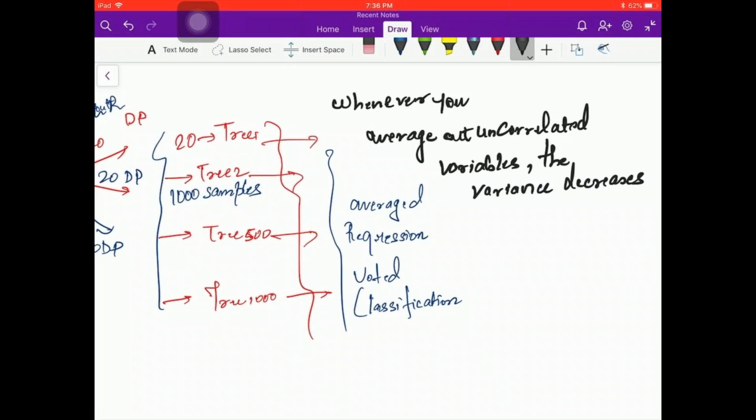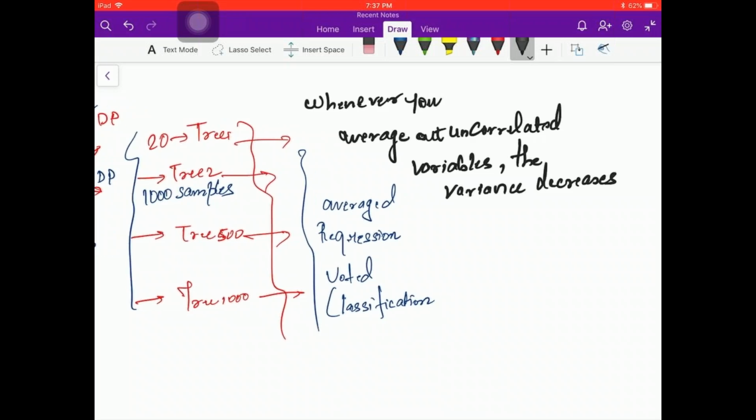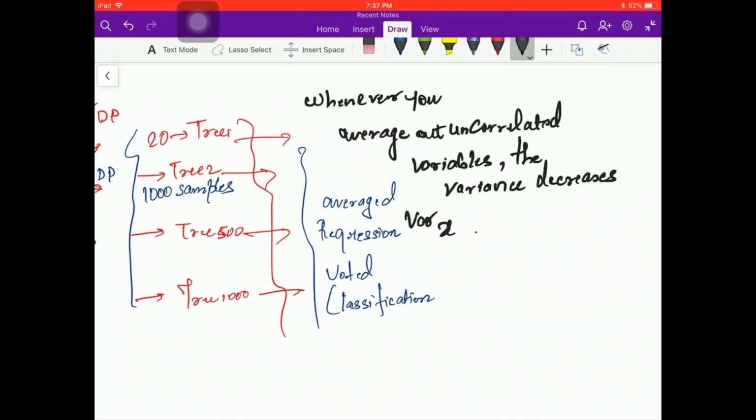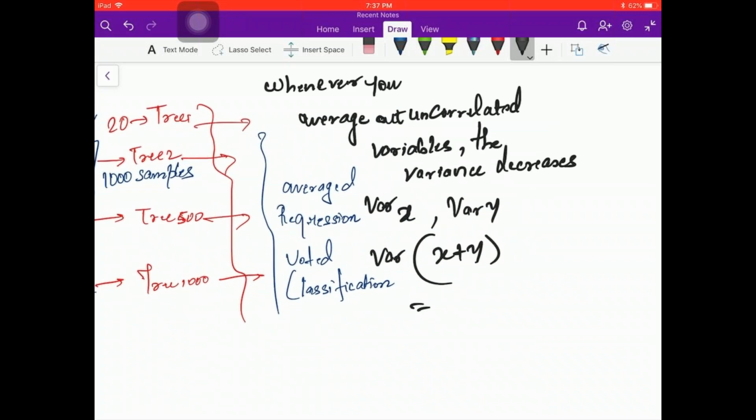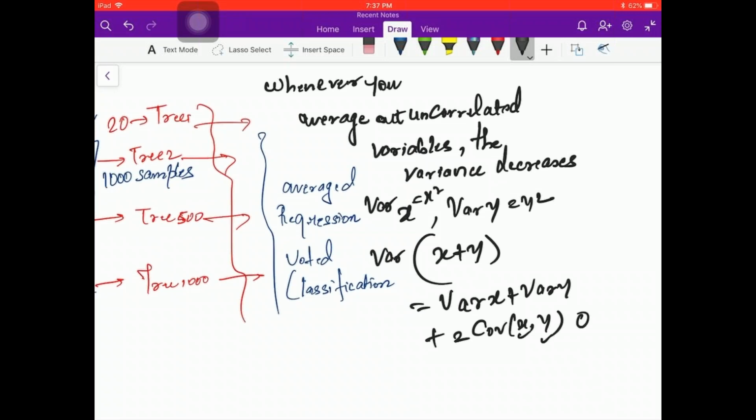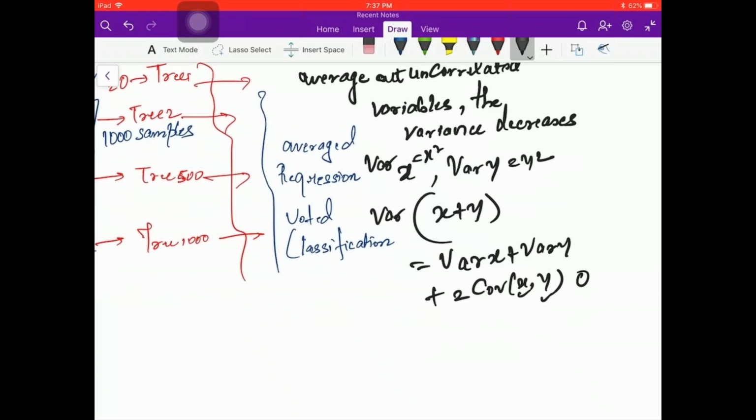So don't go into depth, because it's a statistical concept, or if you want, I can show you how to derive this formula. I'll tell you only. Let's say variance of x and variance of y. If you take the sum, variance of x plus y is variance of x plus variance of y plus 2 into covariance of x and y. Now if x and y are uncorrelated, this will be 0. So basically, the variance of x plus y will be no more than variance of x plus variance of y.